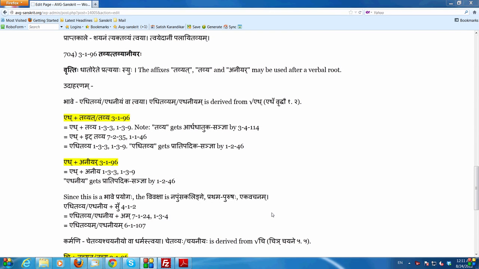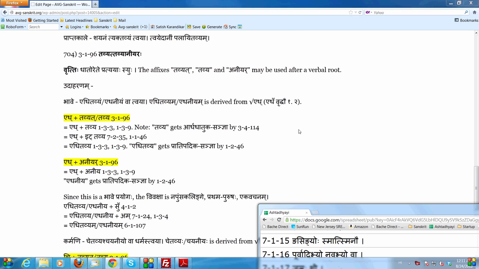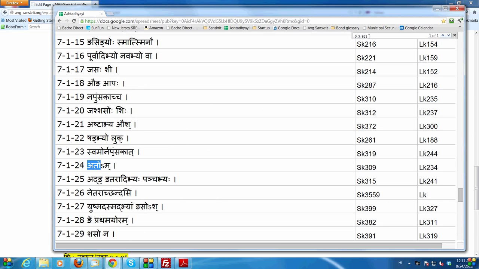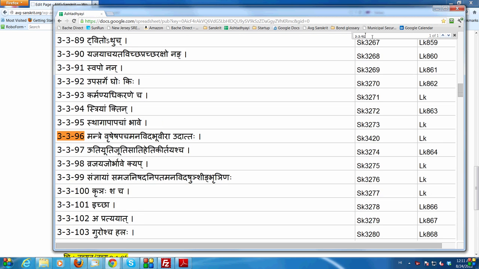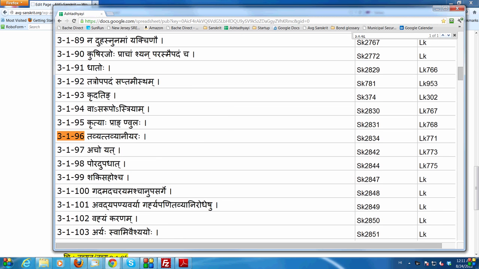Tavyatavyaniyaraha 3196. This is the very first sutram in this adhikara of krityaha, which we have introduced previously. 3196 is the very first sutram here, and this sutram prescribes three affixes: tavyat, tavya, and aniyar.